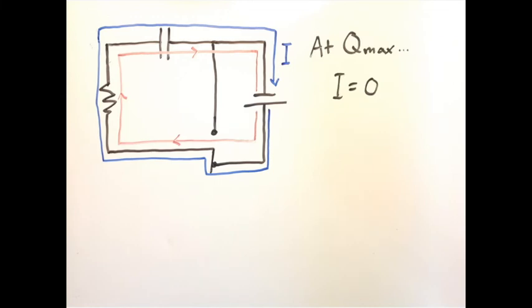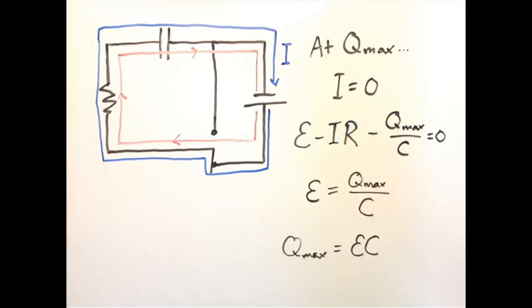Also, a long time later, when we reach the maximum charge, the current is going to be zero. The idea there is, again, remember, if the current is the rate of change in charge, well, if we have reached the maximum charge, then that means the charge isn't changing anymore. That would make the rate of change zero, and therefore at maximum charge the current is zero. And so if you wanted to calculate what is the maximum charge, we could again go back to our loop equation and say, well, if at the maximum charge the current is zero, this term disappears, and we simply get this.